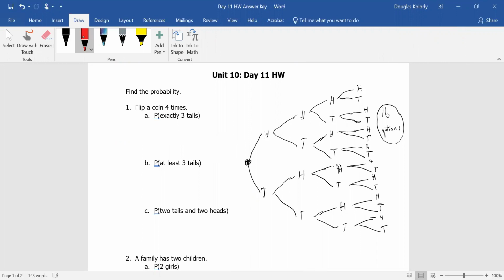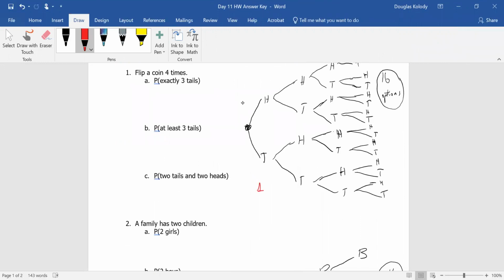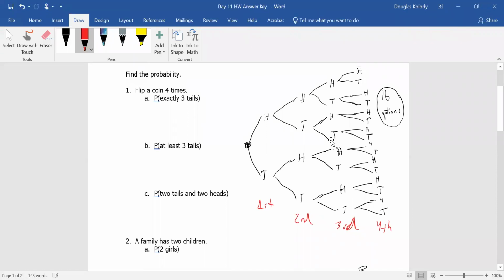Each of these columns represents a flip of the coin. So the first flip of the coin is right here. The second flip of the coin is this column. Third flip of the coin, and fourth flip of the coin. And yes, if I did a fifth flip, this would get unmanageable. So tree diagrams are good for few trials. That's what I said in the notes. This is probably my limit right here. There are 16 options in that last column, so my denominator is going to be 16.